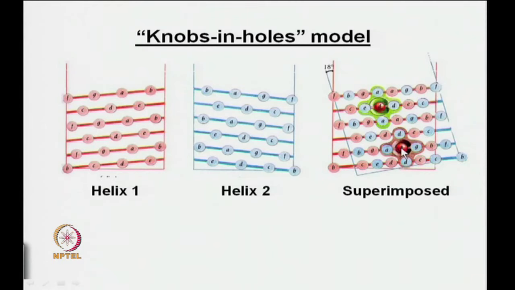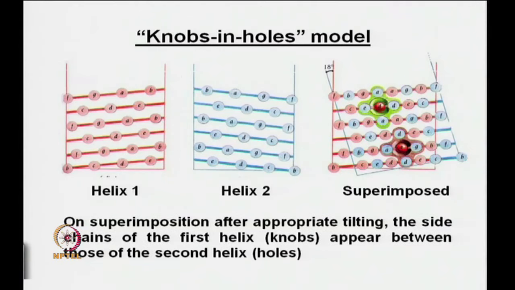To explain it a little simply, what happens is, on superposition after appropriate tilting, that means now you are tilting it, the side chains of the first helix. So, these are the side chains of the first helix, known as knobs, as written in brackets, they appear between those of the second helix. So, these are the side chains of the second helix.